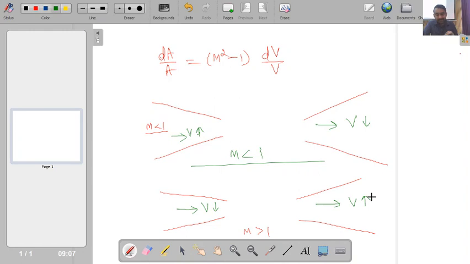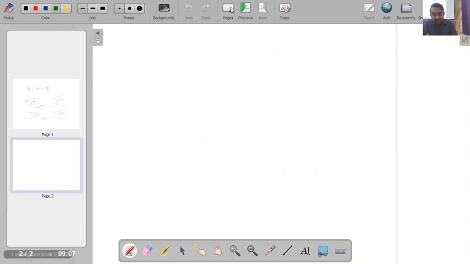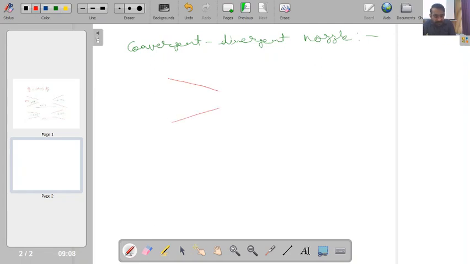Now by taking advantage of these concepts, we can have one very important device which is called a convergent divergent nozzle. Here you can see that you will have one convergent section first, then a section of fixed area which has the minimum area, and then a divergent section.